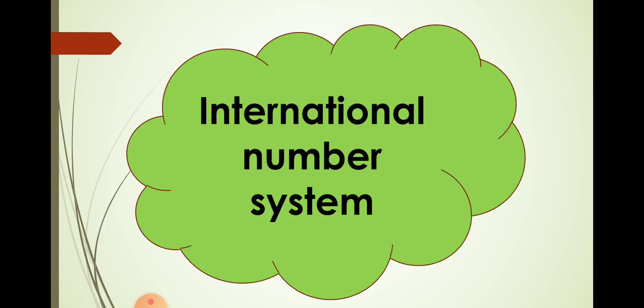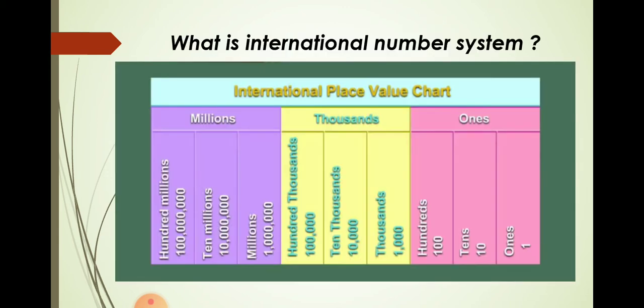Now, what is the international number system? In the international number system, the periods are divided into 3 categories. Each category is divided into 3 subcategories.